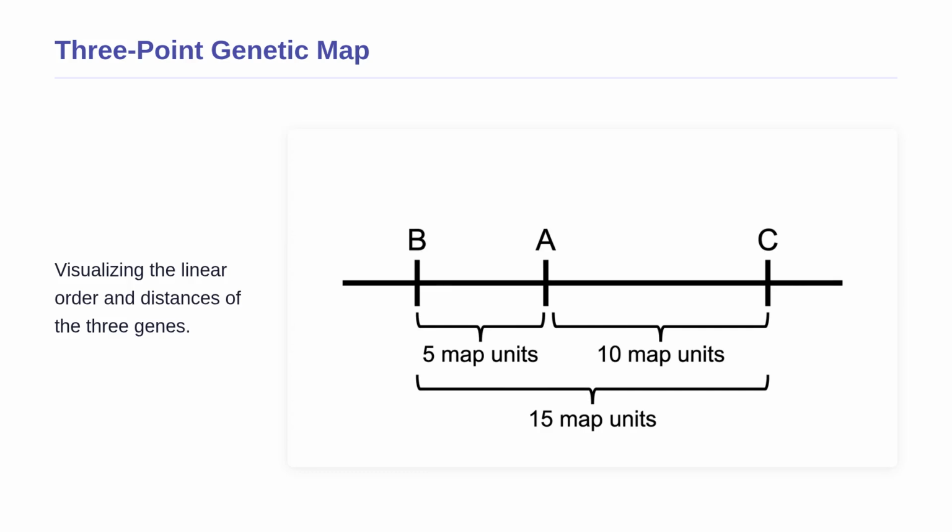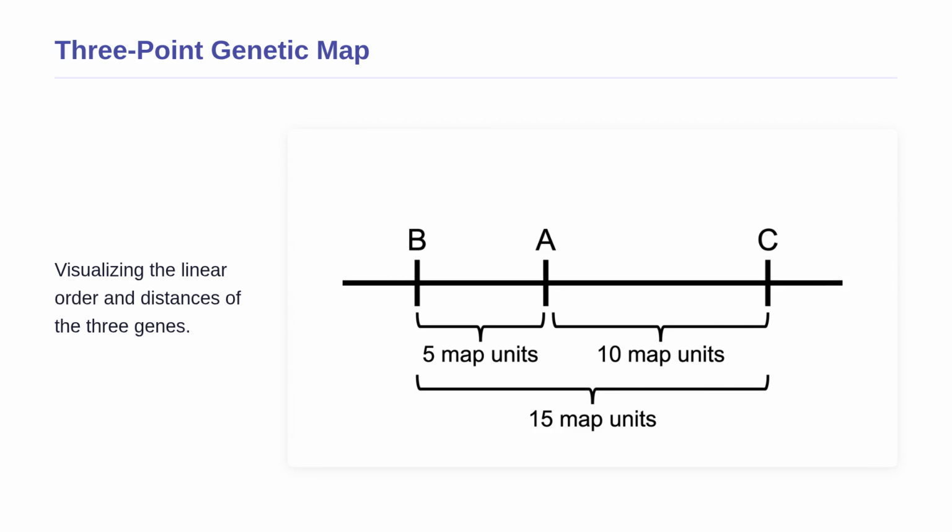Let us look at a visual representation of what we just calculated. On screen, you're seeing a classic three-point genetic map. The long horizontal line represents a segment of the chromosome. Notice the 3 vertical tick marks representing the exact locations of our genes. On the far left is gene B, and on the far right is gene C. The large bracket at the bottom shows the total distance of 15 map units between them.